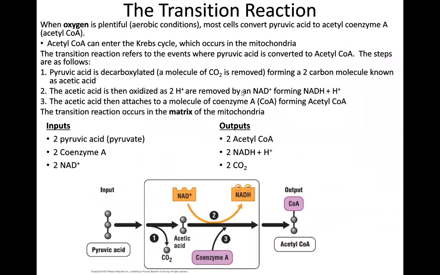Okay? So let's find out what happens. There's essentially three processes that take place, and you can see 1, 2, and 3 listed here, where we go from a pyruvic acid to acetyl-CoA. First thing we do is we decarboxylate that pyruvic acid. It's just a fancy way to say we remove carbon dioxide from it.